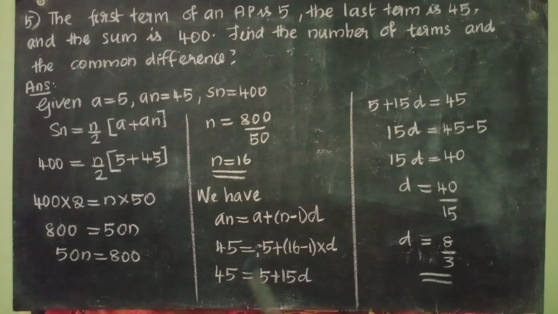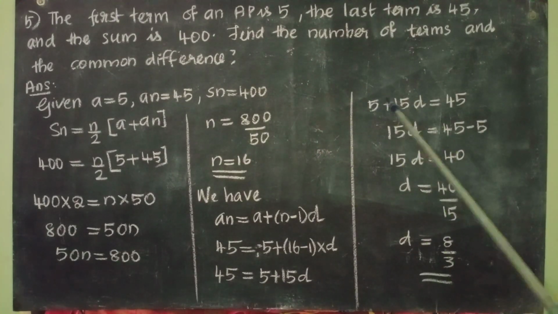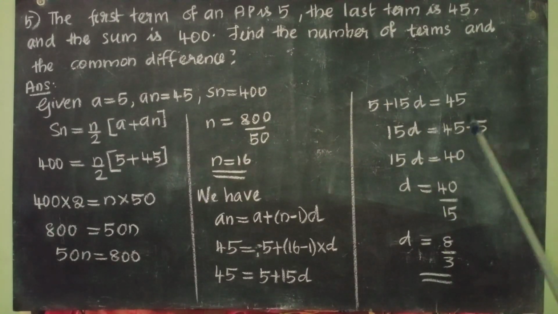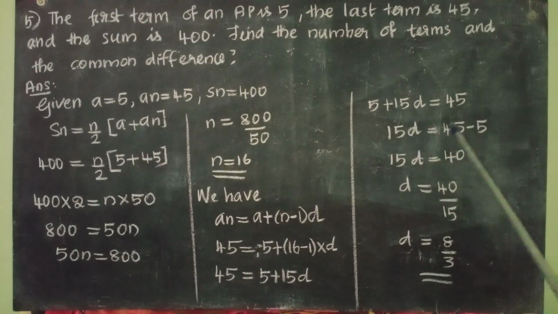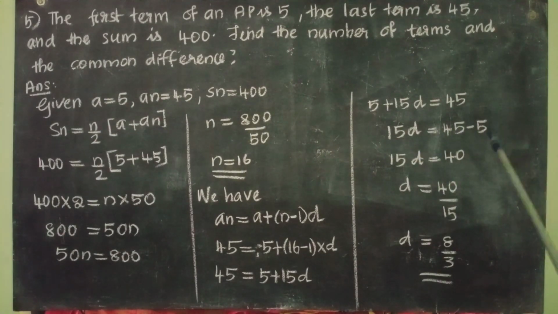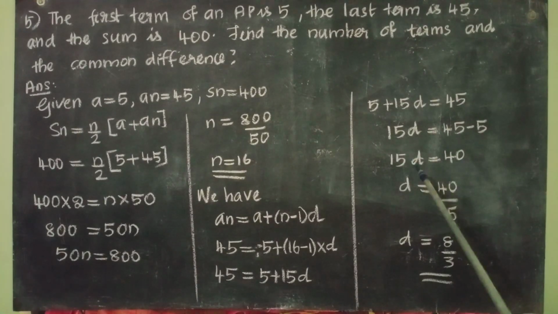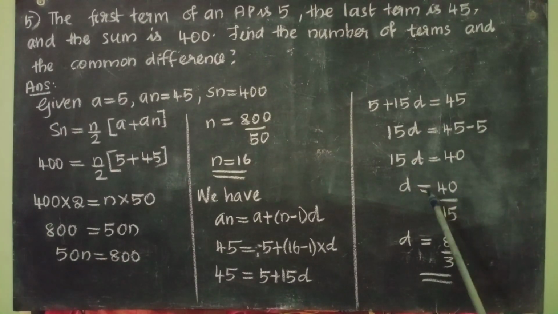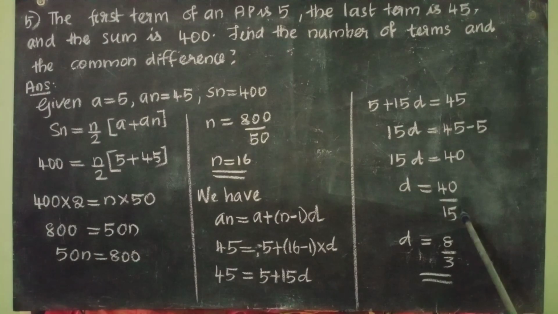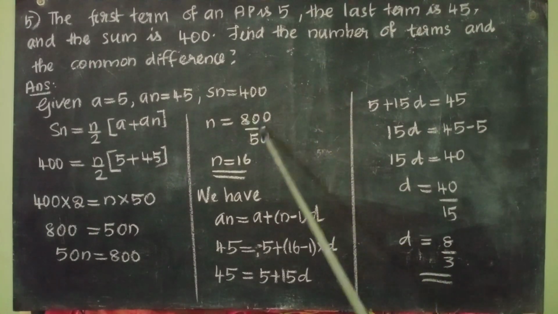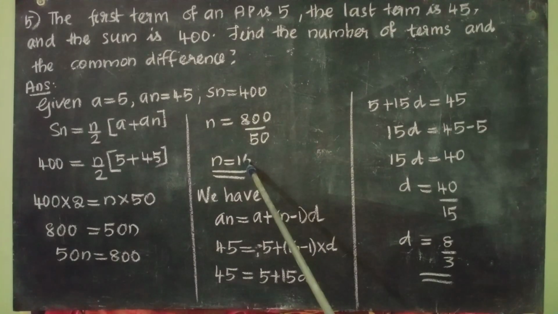So let us change the sides. We get 5 plus 15d equal to 45. 15d equal to 45 minus 5, that is 15d equal to 40. d equal to 40 divided by 15. We can cancel it by using 5. We get d equal to 8 by 3. Therefore, number of terms n equal to 16 and common difference d equal to 8 by 3.